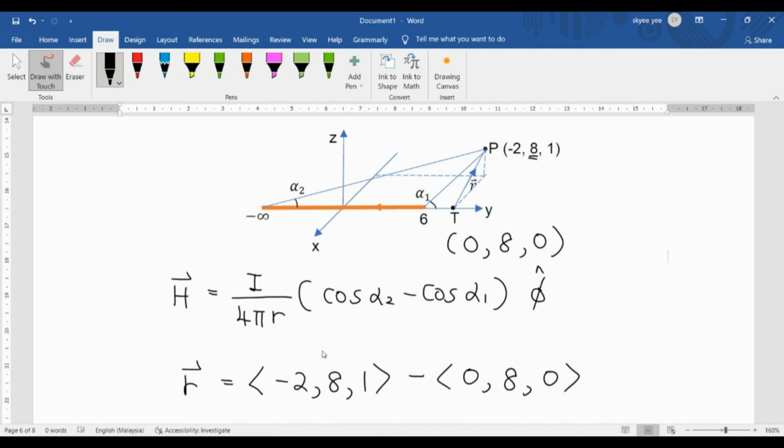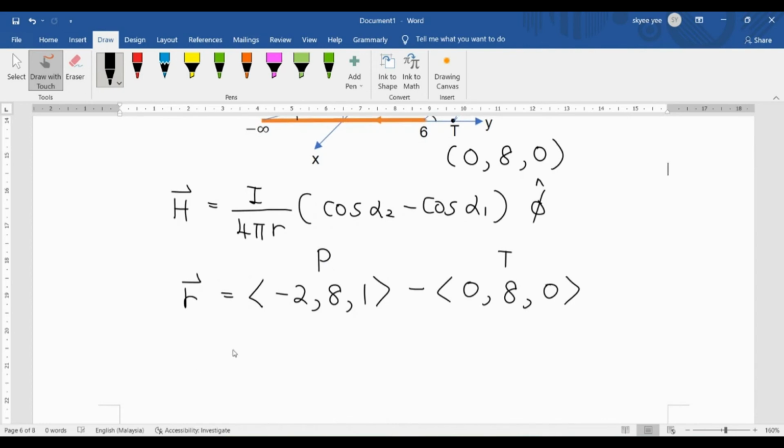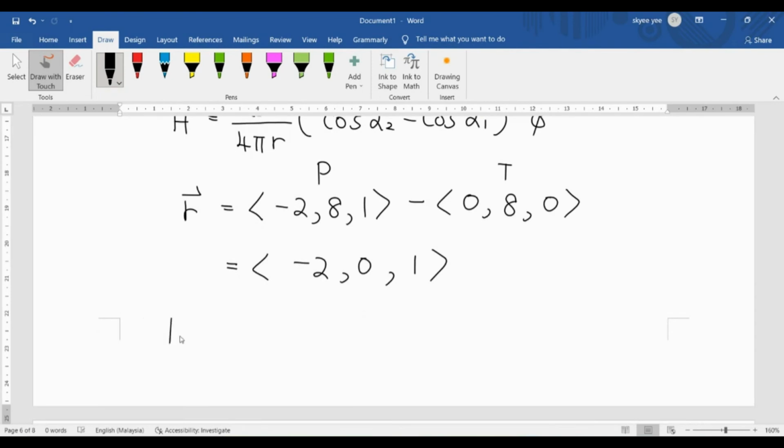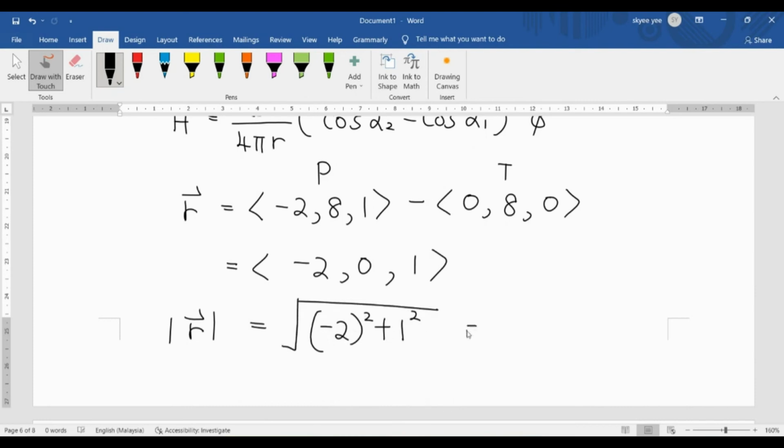Position vector p minus position vector t, and this is equals to negative 2, 0, 1. This is your distance vector. And for the magnitude, it is equals to negative 2 square plus 1 square, so it's equals to square root 5.